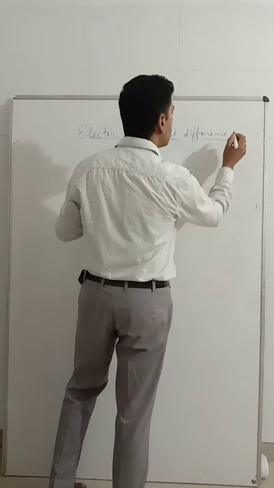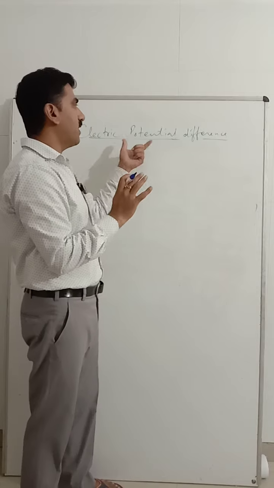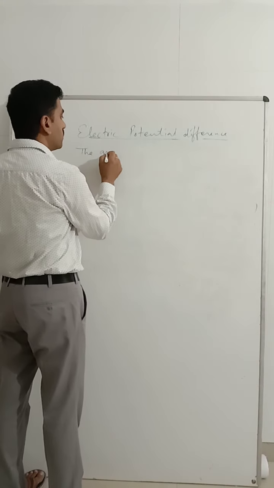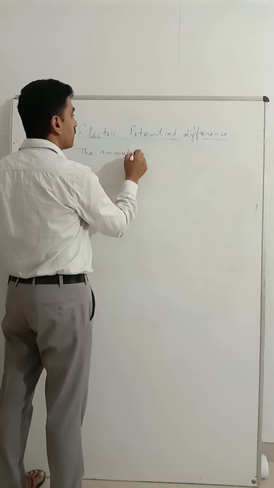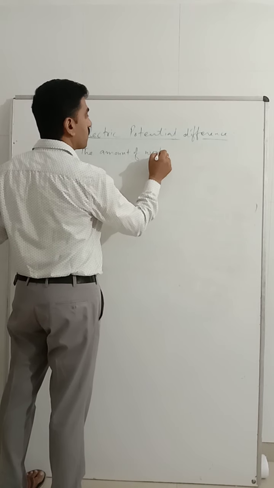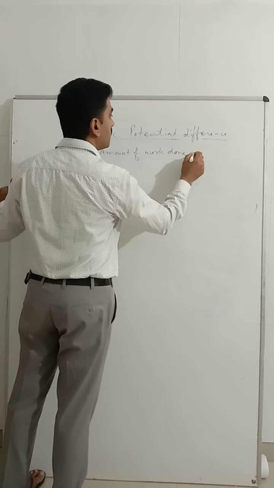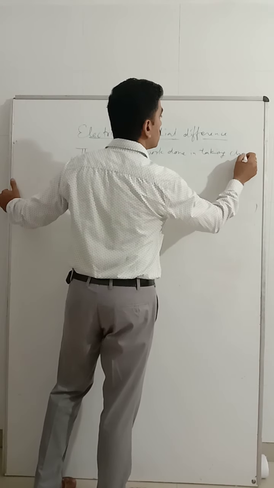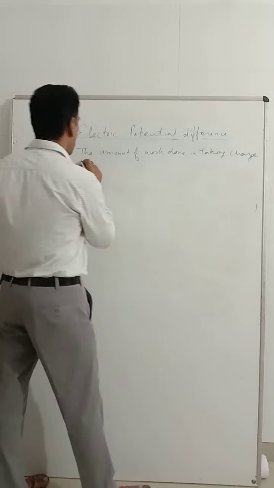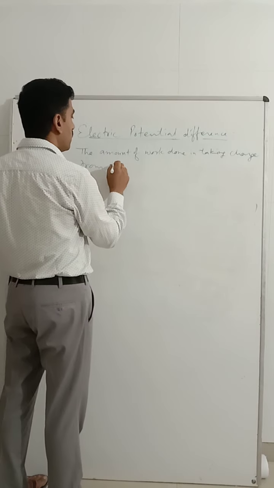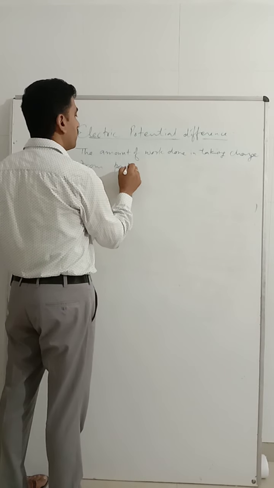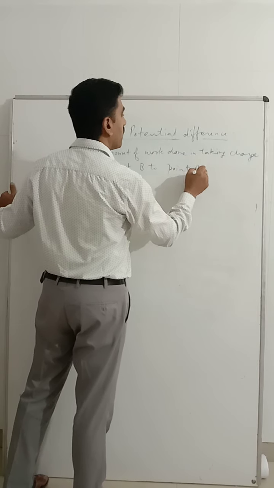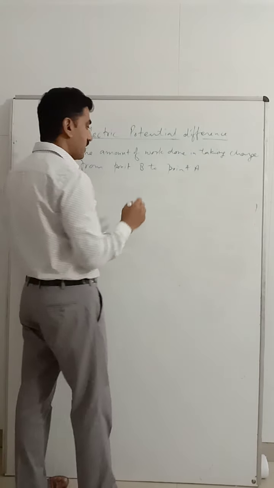Electric potential difference. Nearly the same definition as electric potential, with a little difference. The amount of work done in taking a charge from point B to point A.